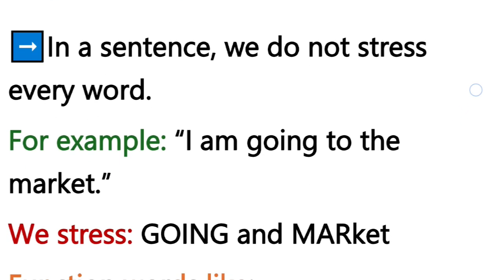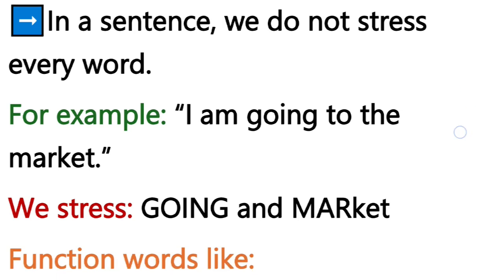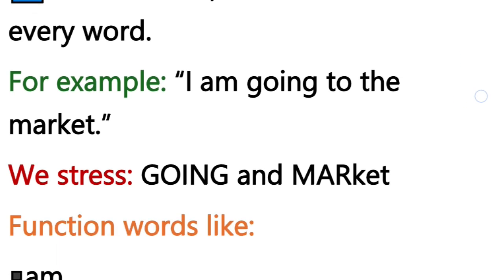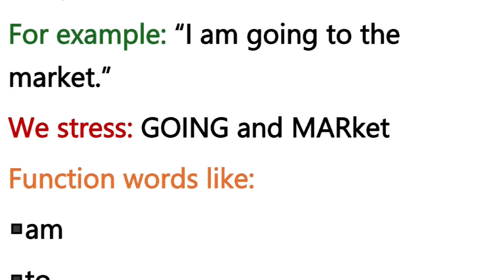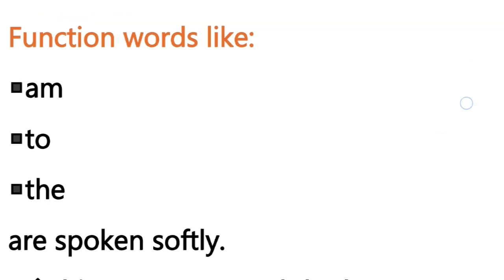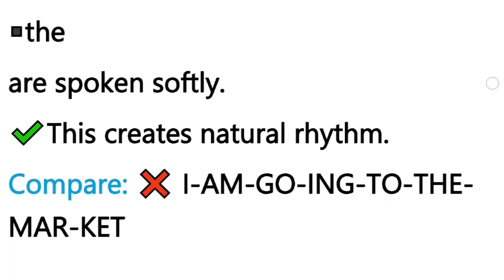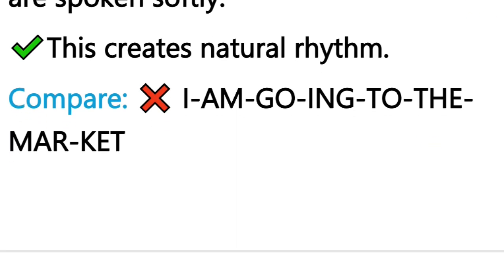For example, if there is a sentence, I am going to the market. In this sentence, we generally stress the words going and market. Function words like am, are, to, the get a little less focus. They are function words and are spoken softly. This creates natural rhythm. So let's compare.